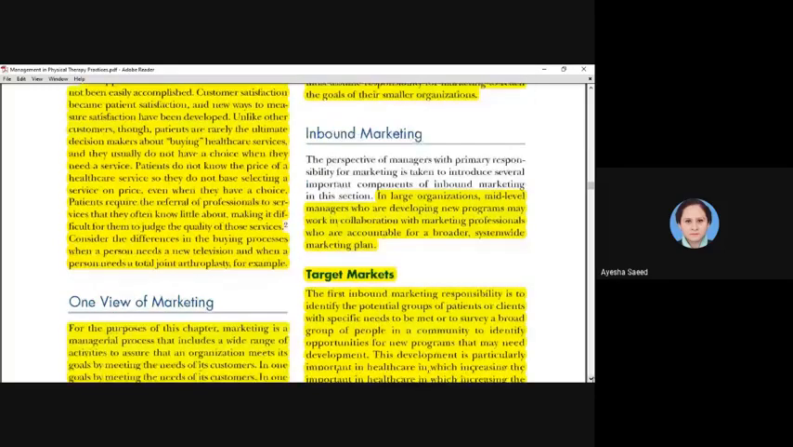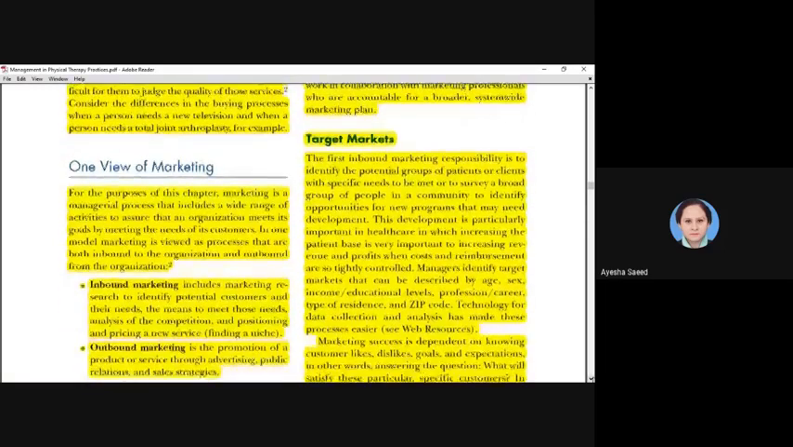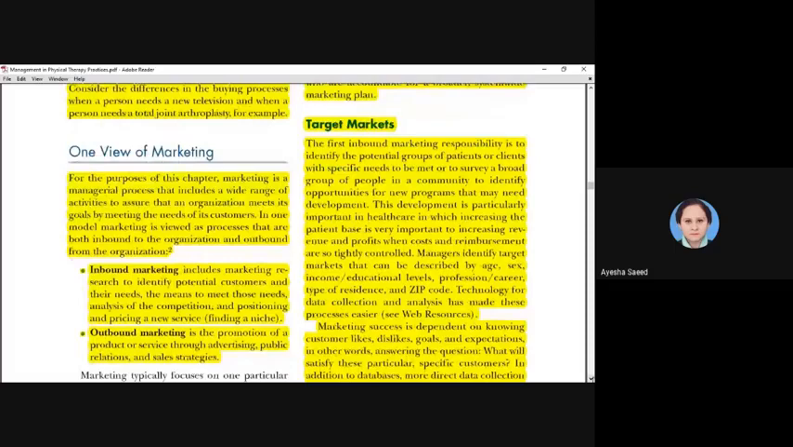So there are two types of marketing. For the purpose of this chapter, marketing is a managerial process. Now, this is defining again in this chapter how the authors of this chapter have defined it. Marketing is a managerial process that includes a wide range of activities to assure that an organization meets its goals by meeting the needs of its customers. In one model, marketing is viewed as processes that are both inbound to the organization and outbound from the organization.